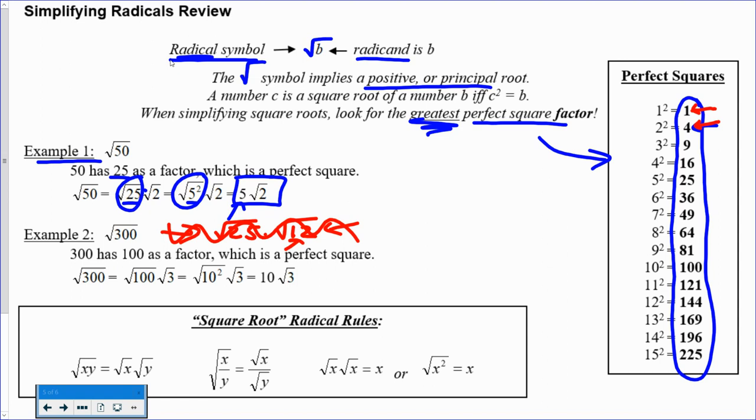Okay, but if we use 100, 100 is a perfect square because 10 squared is 100. What is the square root of 100? It is 10, so that number comes out. 3 is what's remaining. There are no perfect squares that divide 3, so I'm done.